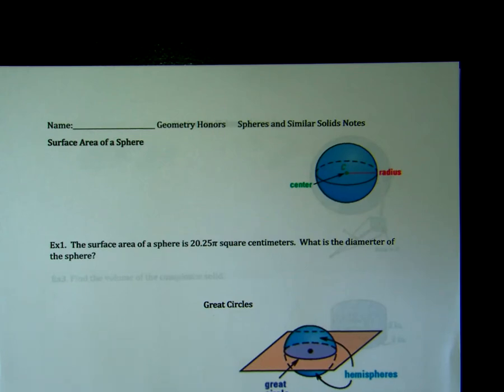All right, guys, so here we are. We're going to close out the year with the last couple sections, which are on spheres and similar solids. So going quickly through, just starting with the surface area of a sphere.